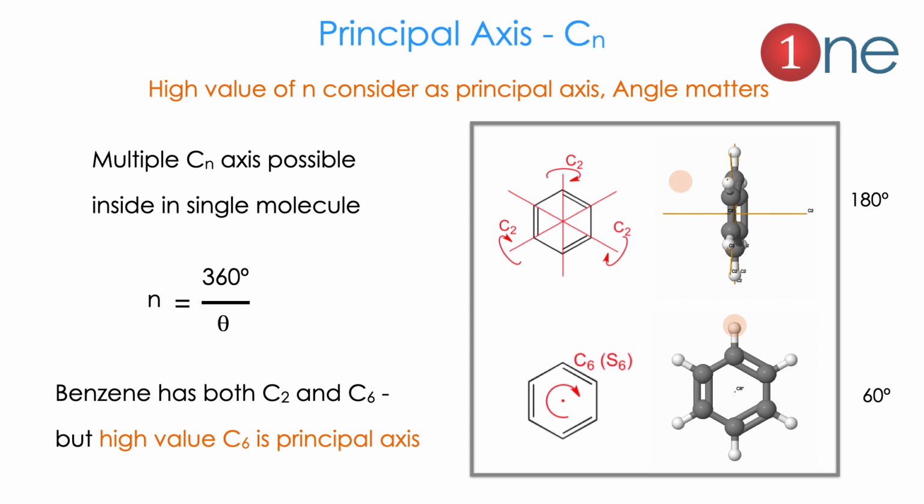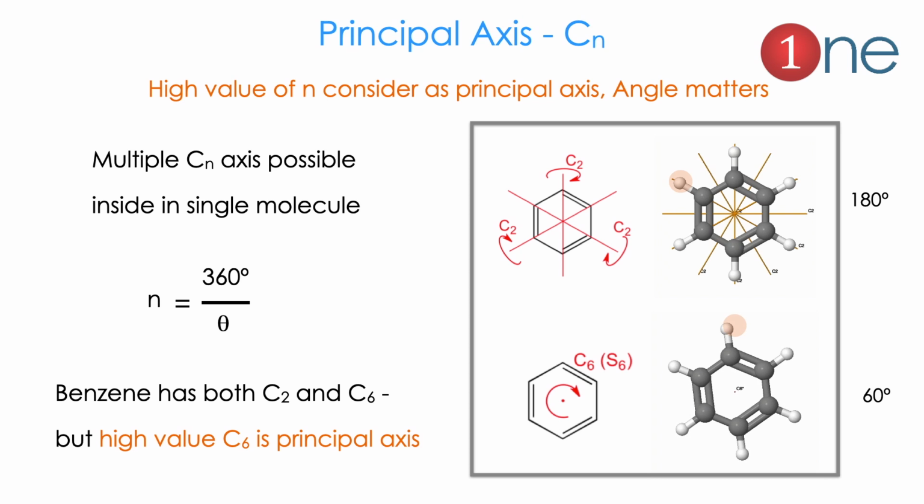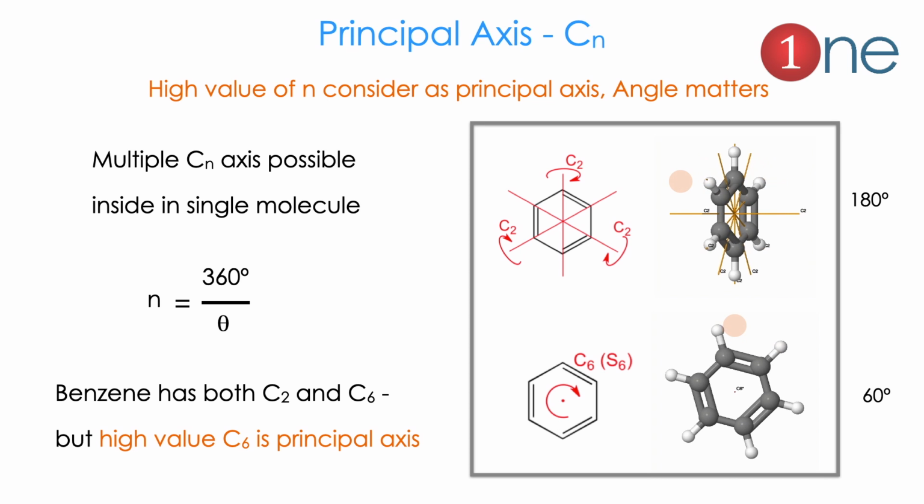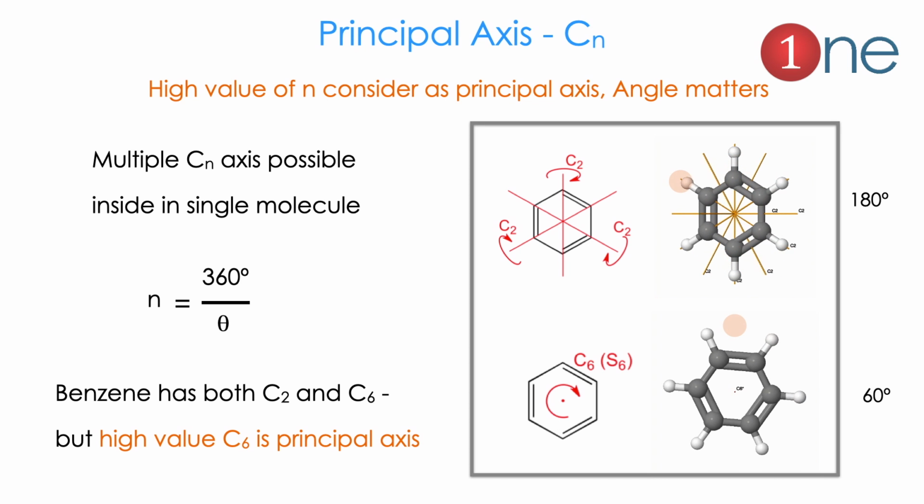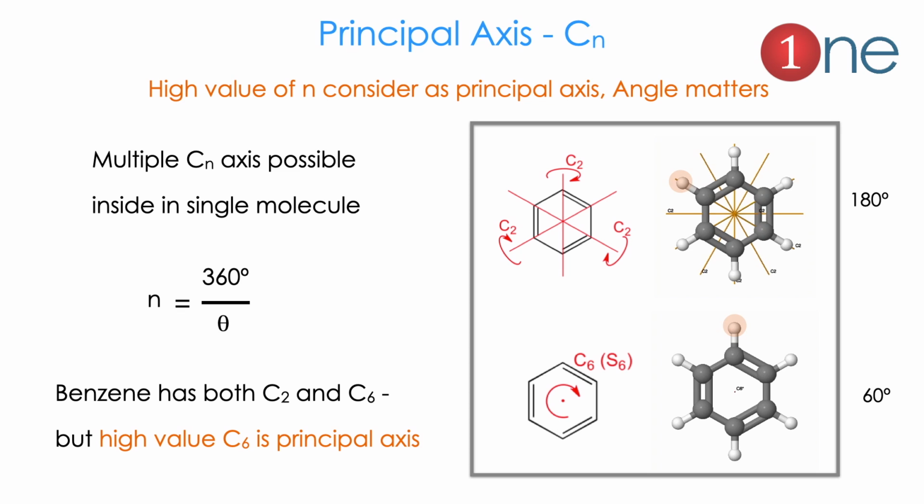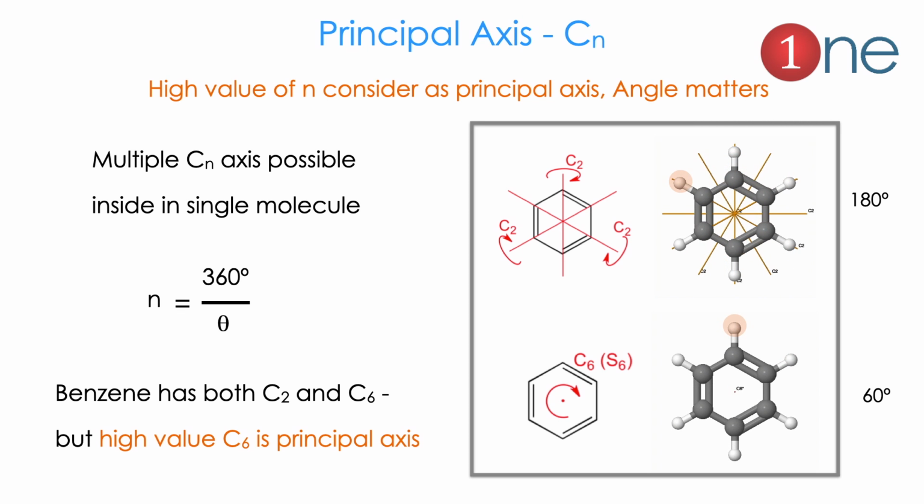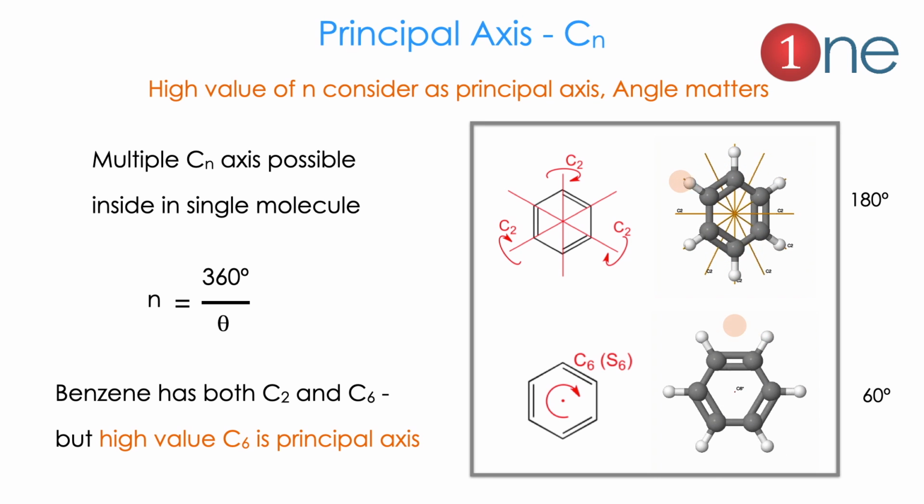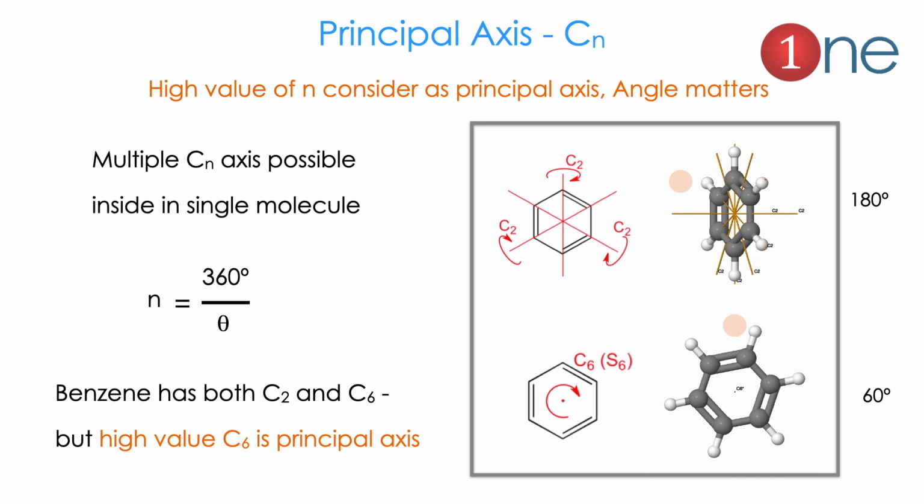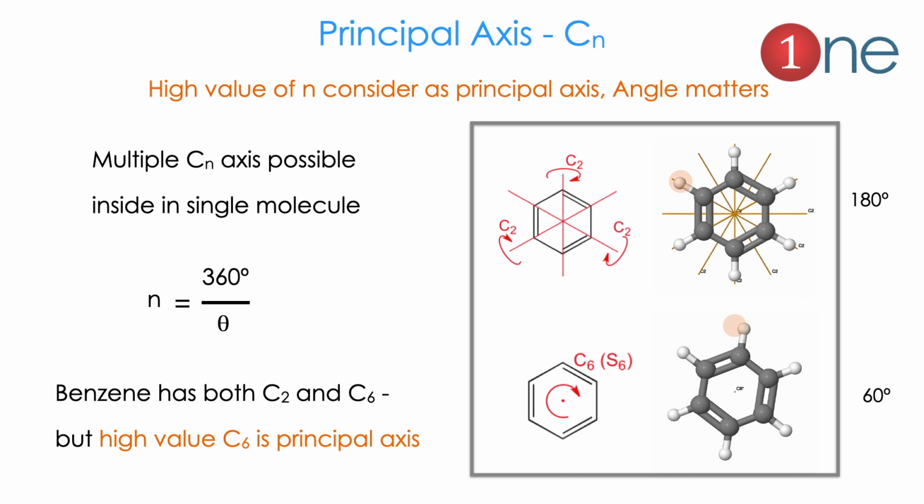Let us get into more detail there. Principal axis. Normally a molecule can have multiple rotations. Here I have shown the benzene molecule, which has C2 rotation as well as C6 rotation. Which one can you choose for your operation? Normally you choose the higher n value, meaning the smaller rotation angle. You take it as the principal axis. So you should know principal axis means the smallest rotation.